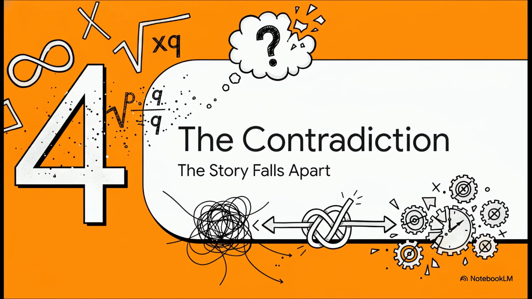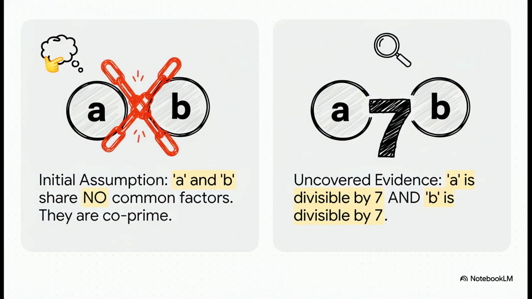Okay, time out. Let's pause the interrogation and just step back for a second. We need to look at what we started with and what we just figured out. Because when you put it all together, the whole story just completely falls apart. This is it. This is the moment of truth. On the left, we have our starting assumption, the suspect's alibi, that a and b share absolutely no common factors. But on the right, we have the evidence we logically uncovered. a is divisible by 7, and b is also divisible by 7, which means they both share a common factor of 7.